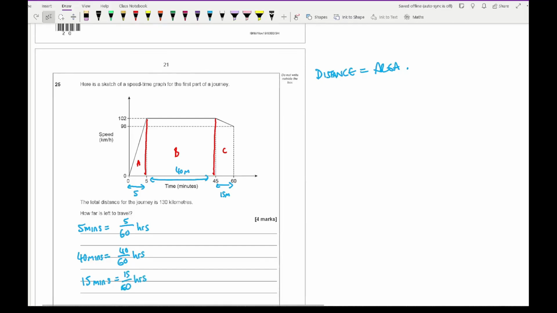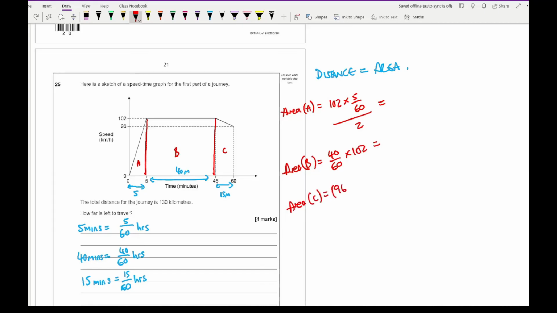So now working out the areas of each of those three sections, so area A, which is a triangle, which is the height, which is 102, multiplied by the length, which is 5 over 60, and that's all divided by 2. Then area B is going to be 40 over 60 times 102, and then area C, which is a trapezium, is going to be the two parallel sides, which is 96 plus 102, multiplied by the height, which is 15 over 60, and all divided by 2.